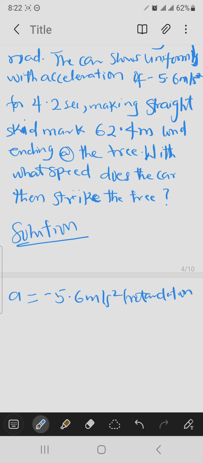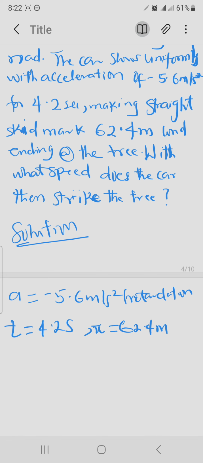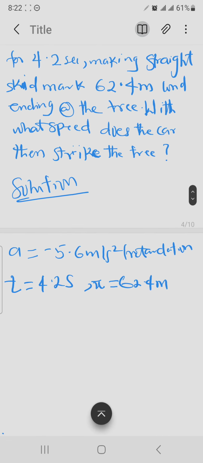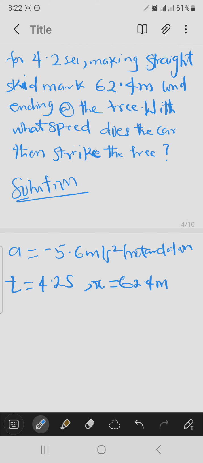For 4.2 seconds, making a straight skid mark. They said the time used was 4.2 seconds, making a straight skid mark of distance 62.4 meter, ending at the tree. With what speed does the car then strike the tree? They now ask us, what is the speed with which the car strikes the tree? It means that after everything, the car later hit the tree.